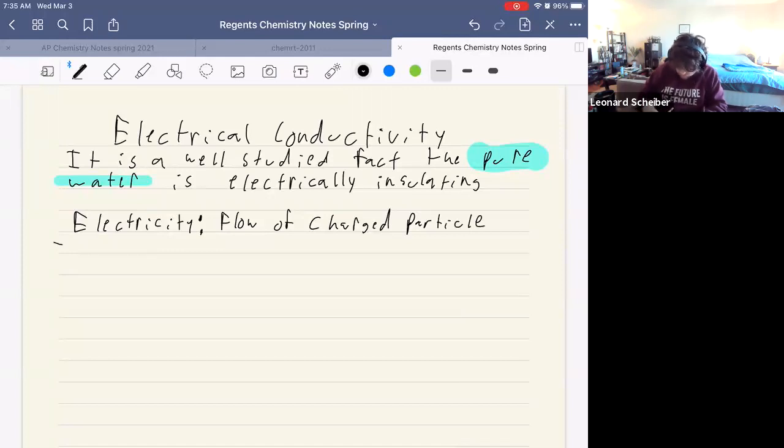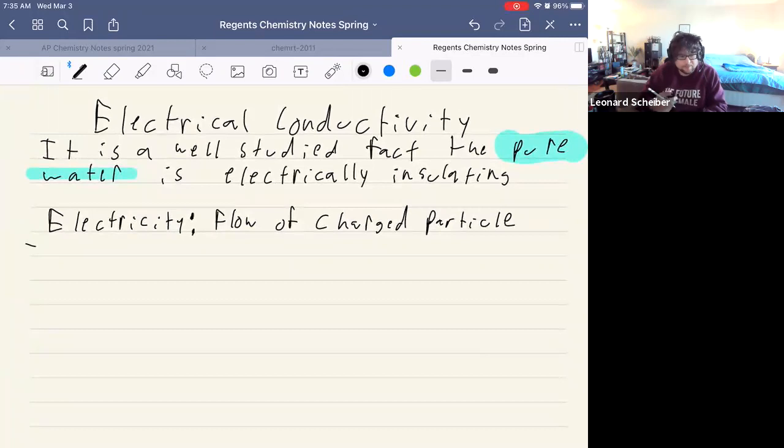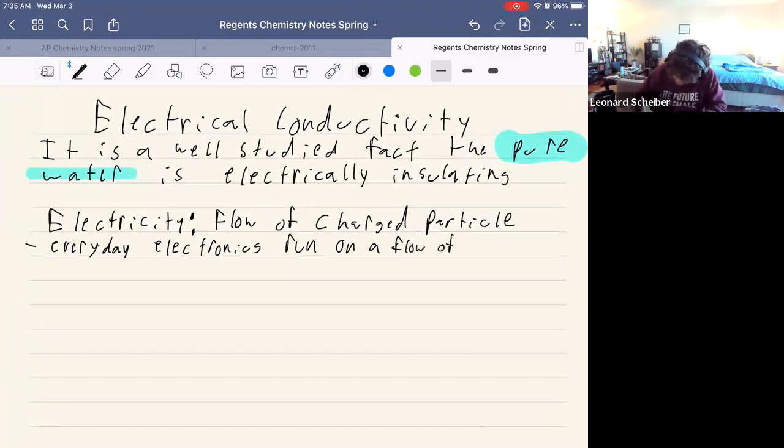Now, our wall outlets, the ones that you use every day, and our batteries and our electronics, run on a flow of electrons. That's what comes out of the wall when you plug something in. That's what is coming out of a battery when you put it in. That is what is in a car when the car engine turns on. It is a flow of electrons.